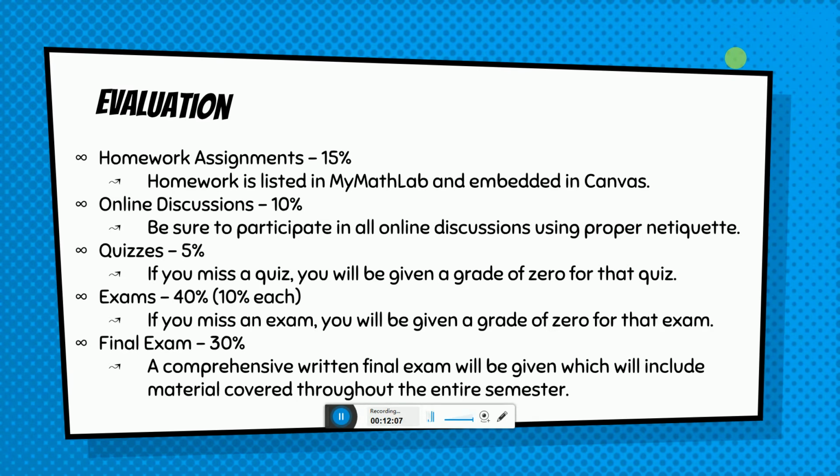Your homework assignments are 15% of your grade. The discussions are 10%. Quizzes are 5%. Exams are 40, so they're 10% each. And then the final exam is 30. And keep in mind that you also need a passing grade, something above 60% on the final to pass the class.